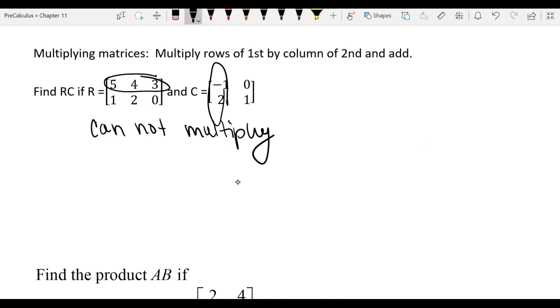So let's make up 2 that we can multiply. So I want to make, let's make a 2 by 3 and a 3 by 2. Let's pick some numbers here.